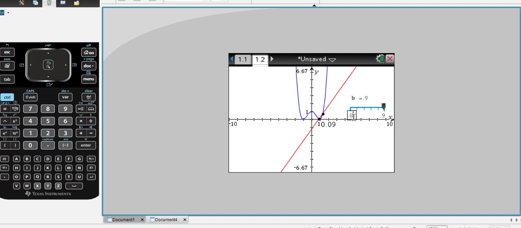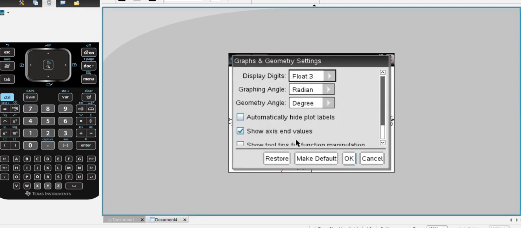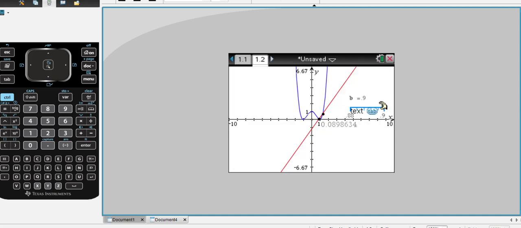0.9, 0.88, and we're probably going to need more decimal places here. So let's change the float to 7. All right, so now let's see what we have.